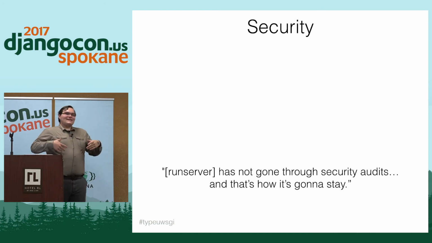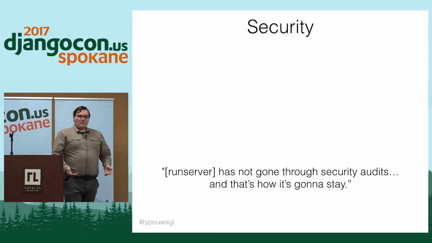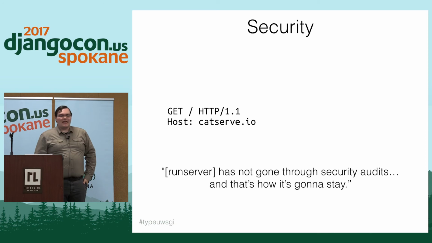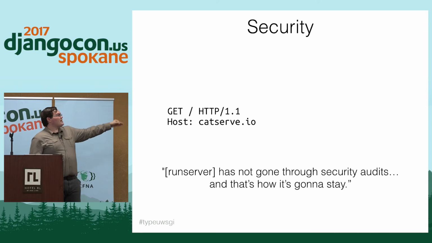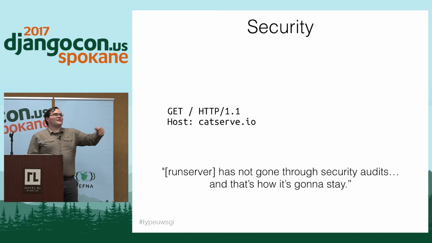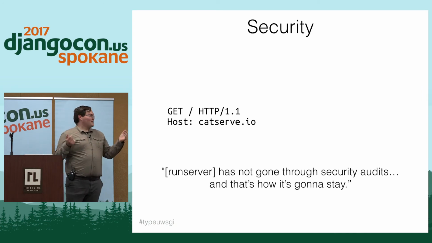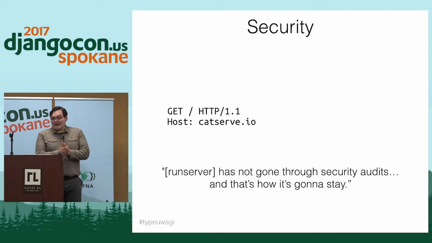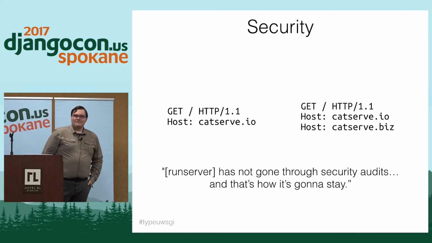And that might not seem like a huge deal, but just as a small example, this is the headers from an HTTP request. If you're familiar with this, this probably makes a lot of sense. If you're not familiar with this, brief overview: you are getting the root page over HTTP 1.1 on host catserve.io, which unfortunately we don't own, but you're welcome to create it and then put our code up on it, and that would be great. And this seems pretty straightforward, but what if you get a request like this?